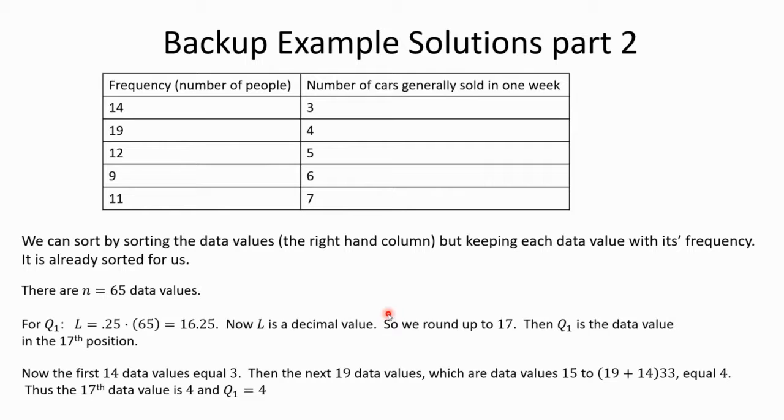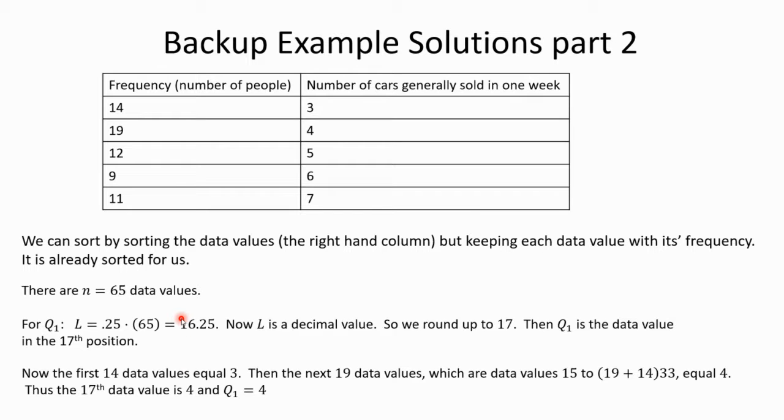Now, we have 65 data values, okay? That's our n. So 65 is our n. Now, for the first quartile, remember, we calculate 0.25 times 65, right? That's what we calculate. And that is 16.25 when you do that product.